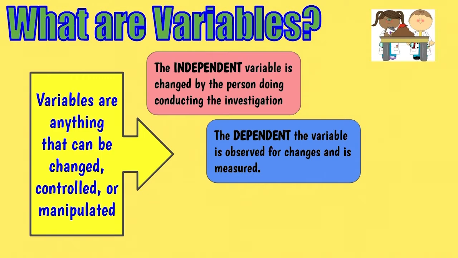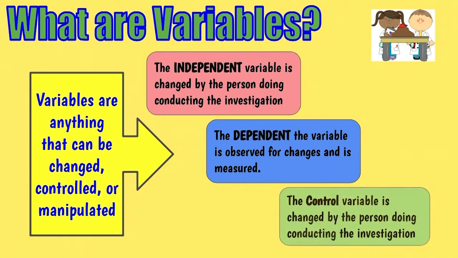If we grow our plant in a certain color of light, how will the plant grow? I changed the light. Did the plant grow tall, or did it not grow? Did it stay short? All right, so the dependent variable is the variable that is observed for changes, and it is often measured. Then there are the controls.